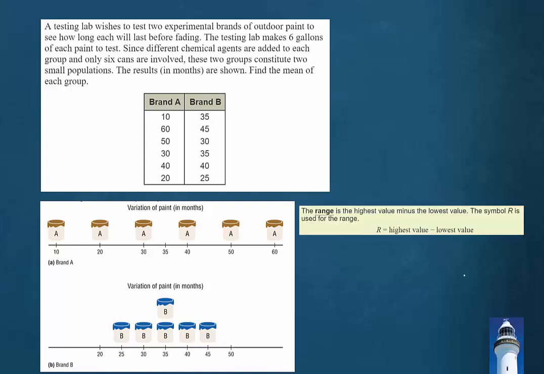The first measure of variation that we'll talk about is the range. The range is the highest value minus the lowest value. We use the symbol capital R for the range.